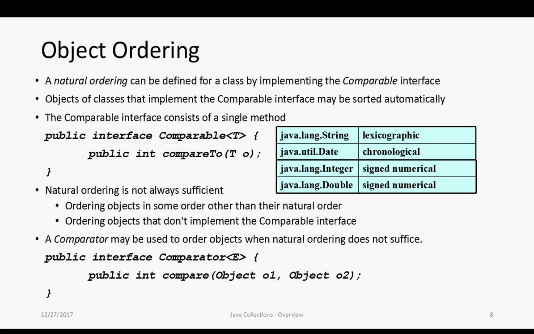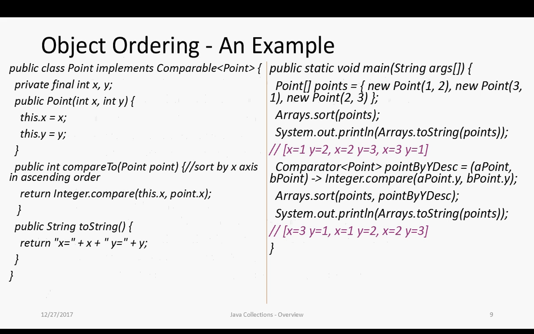Let's quickly look at the example to explore more and know more about these two interfaces. Let's say on the left hand side we have an implementation of a Point which is implementing the Comparable interface for that Point class. It has a 2D point, it has x and y coordinates, and it compares. The natural ordering says that you have to sort on the basis of the x-axis.